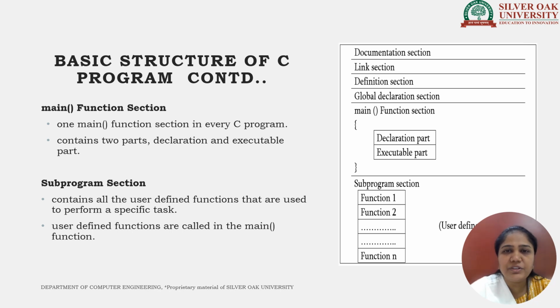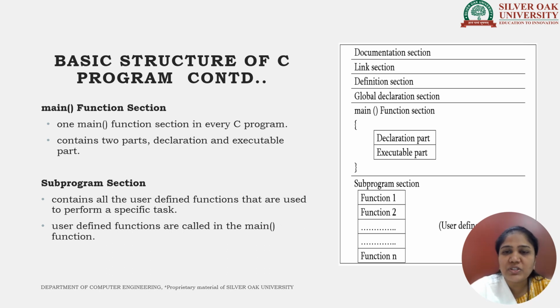Then there comes the definition section. The definition section contains the definition of any symbolic constants. The global declaration section is used to declare the variables globally, so that we can use them within and outside the main function. Then there is the main function. In a C program, there must be a main function, and only one main function. Within the main function, we can declare the variables and we can write the executable portion.